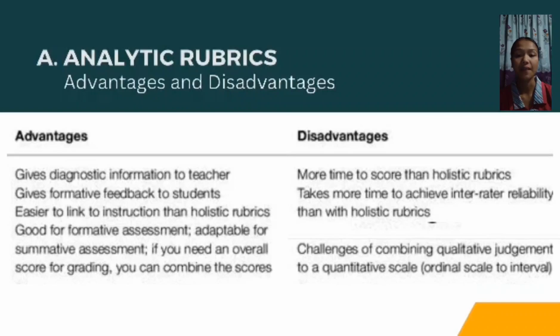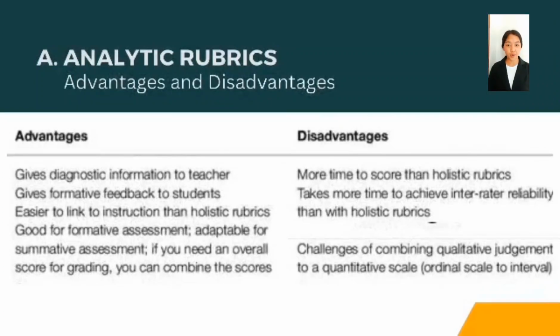The third advantage is that it is easier to link to instruction than holistic rubrics. Analytic rubrics are more reliable than holistic rubrics. The last advantage of an analytic rubric is that it is good for formative assessment and adaptable for summative assessment. If you need an overall score for grading, you can combine the scores in these rubrics, which allows you to assess participants' achievements based on multiple criteria using a single rubric.